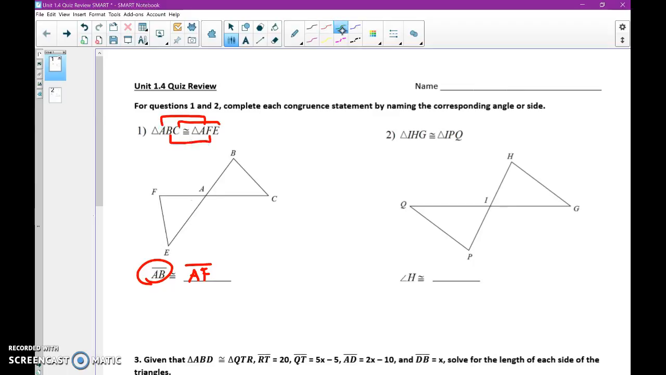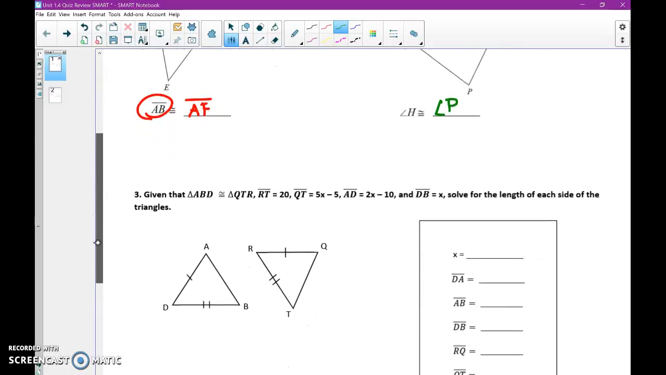Same thing here. I should go with I, H should go with P, and G should go with Q. So angle H, if I check here, should match up with angle P. And yes, you do have to put that symbol there. If you just put the letter P, you're not going to get full credit because P is a point. It's not even an angle, so please be descriptive with that. Don't just leave a letter there.